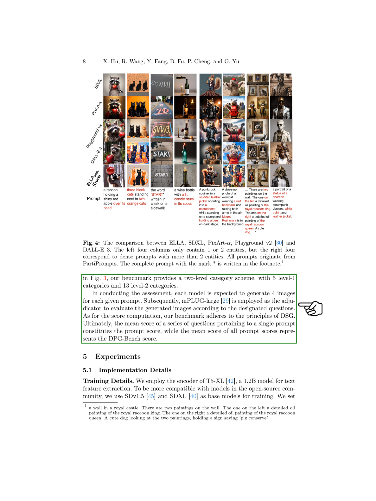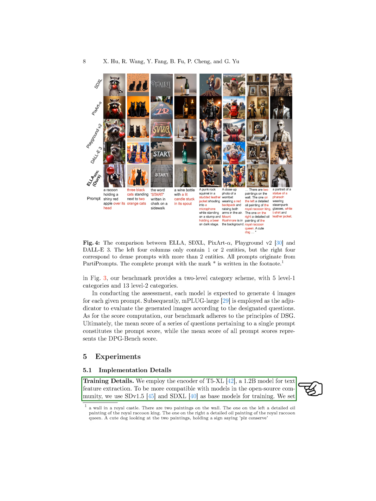Section: Implementation Details. In this section, we utilize the encoder of T5XL, a 1.2B model, for extracting text features. To make our models more compatible with others in the open source community, we based our training on SD v1.5 and SDXL models. We trained our models on 34 million image text pairs, using a text token length of 128 to handle complex scene understanding in dense captions.